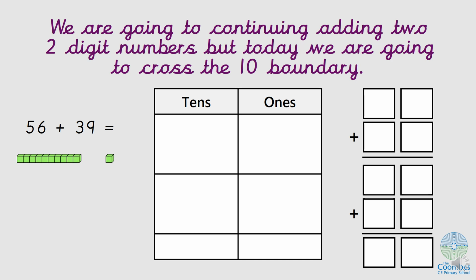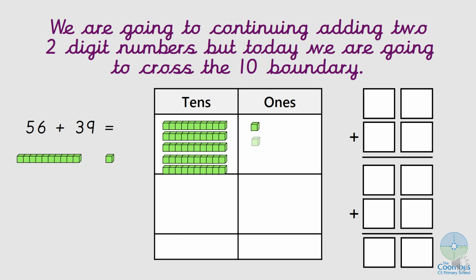So as always, let's start with putting the calculation into our grid. So we've got 56 add 39 equals. How many tens in 56? 5. 1, 2, 3, 4, 5. And how many ones in 56? 6. 1, 2, 3, 4, 5, 6. Amazing. And let's write that onto the column addition. We've got 56.